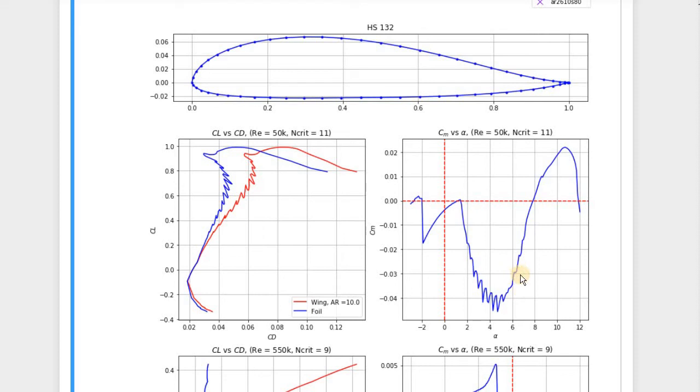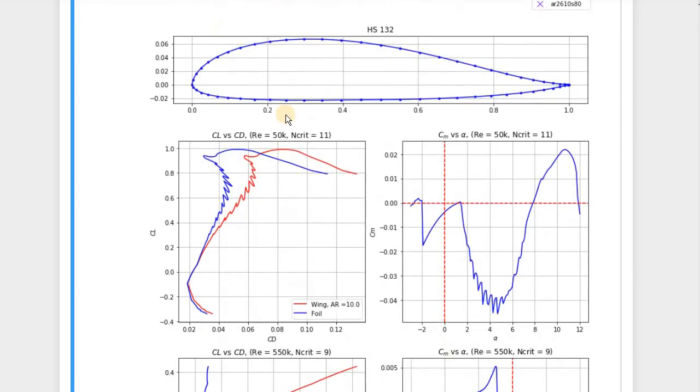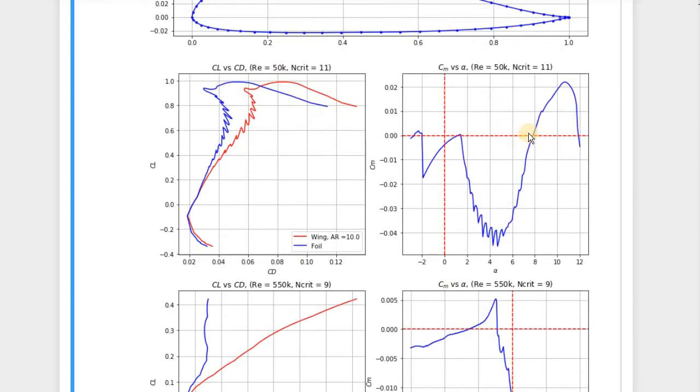So if you have some sort of pitch-up disturbance, you are going to have high moment, and this beautiful airfoil is going to flip. Not good. But you can fly this airfoil until you have about 4 degrees angle of attack.